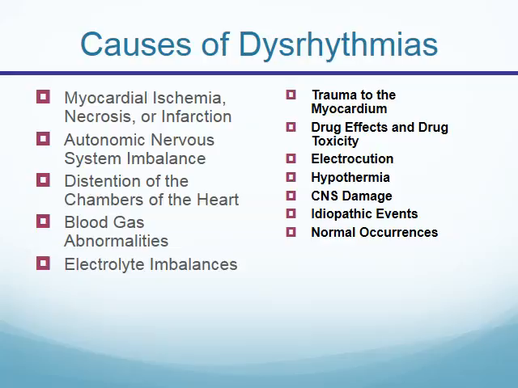Myocardial ischemia or infarctions are a big one. Any imbalance in the autonomic nervous system, autoimmune diseases that affect the autonomic nervous system, distension in the chambers of the heart, blood gas abnormalities, electrolyte imbalances, all the ones on the right as well. Any trauma to the myocardium, or drugs, electrocution, hypothermia, CNS damage, and then, like I said, idiopathic events and normal occurrences are pretty common as well.